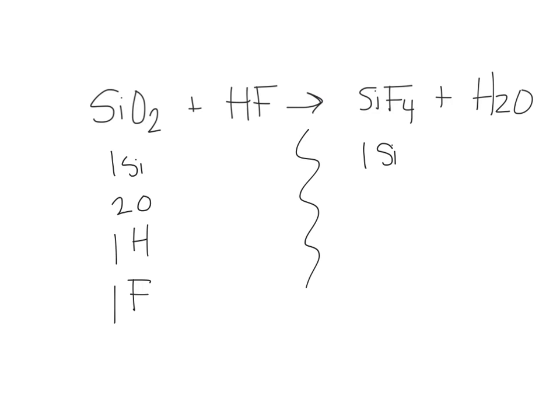I only have 1 silicon over here. Oxygen, it looks like only 1. The hydrogen, there are 2, and it looks like we have 4 fluorines. So there's our correct inventory. Let's see, starting out, silicon looks good. Oxygen, I have 2 on one side and 1 on the other. I can fix this if I put a 2 in front of the water.